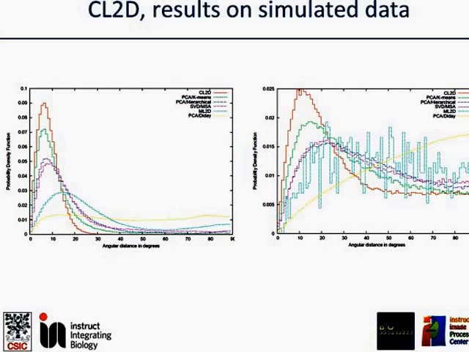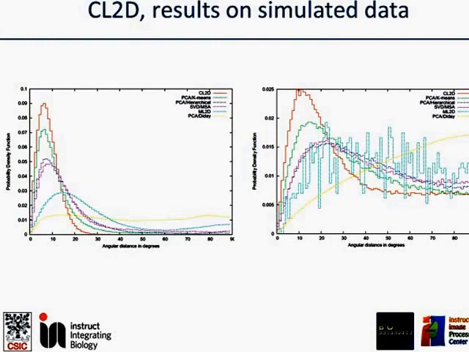In theory, we should have here a delta, so the cluster should have a peak where all the images are very close together. And this comparison shows that CL2D gives very good results in terms of the projection direction and all the images assigned to it.